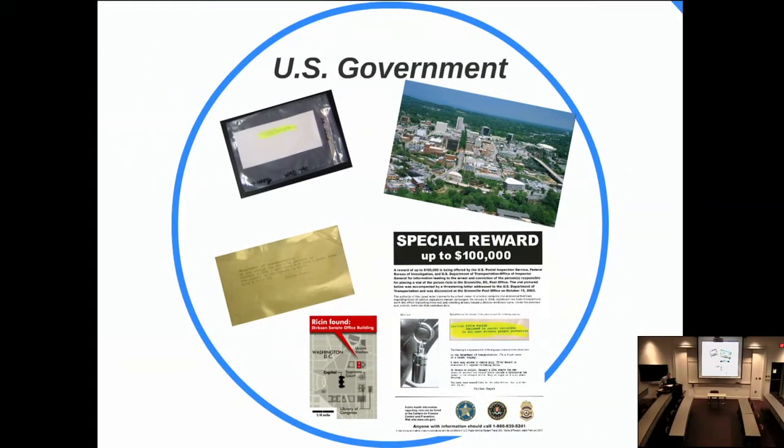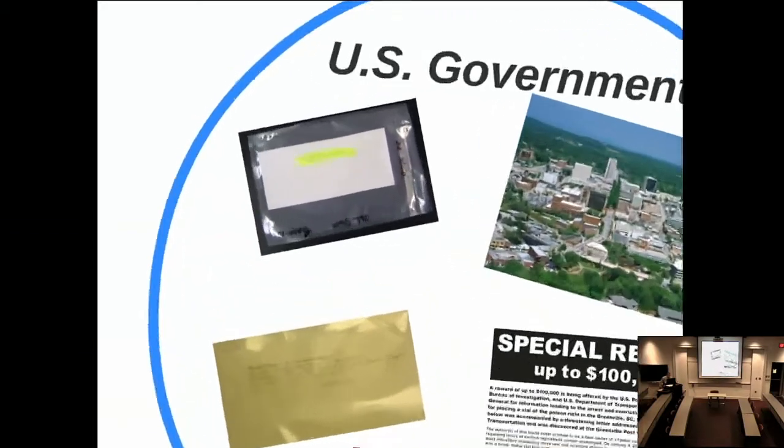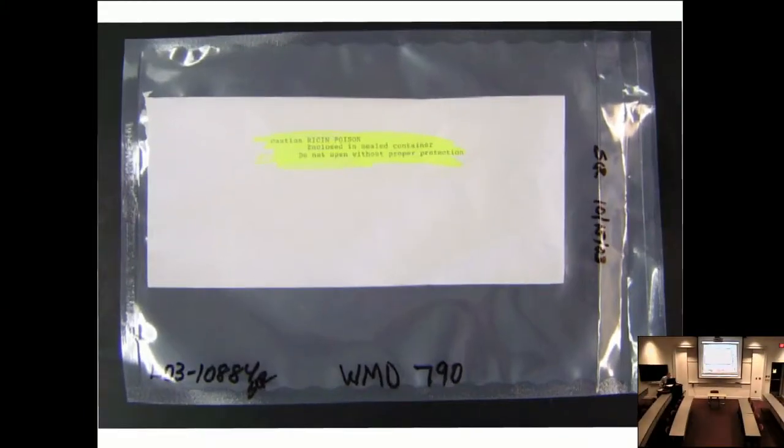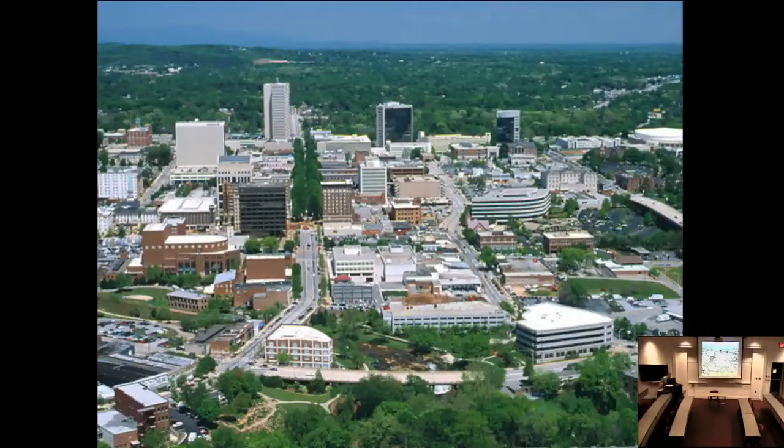The last one that we'll talk about as far as ricin goes involves the U.S. government and a Department of Transportation law, as it were. An envelope was sent to a post office, and on the outside of the envelope it says, "Caution, ricin poison enclosed in sealed container, do not open without proper protection." So there's actually a warning on the outside of the letter. This was found in the post office in Greenville, South Carolina. Hey, what about that?